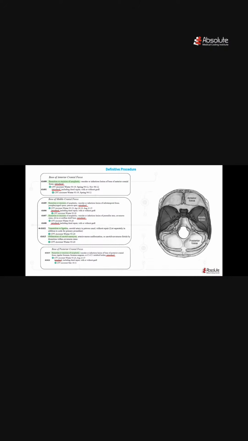And when the procedure is intradural, these codes typically include the dural repair as well. Okay, so this is how the definitive procedures are classified. The CPT codes are classified.